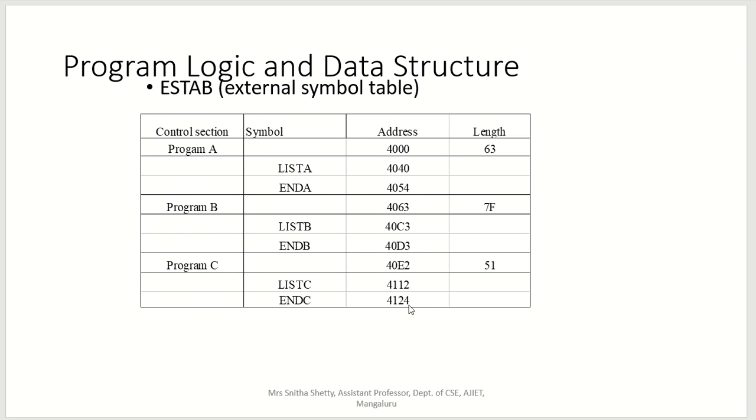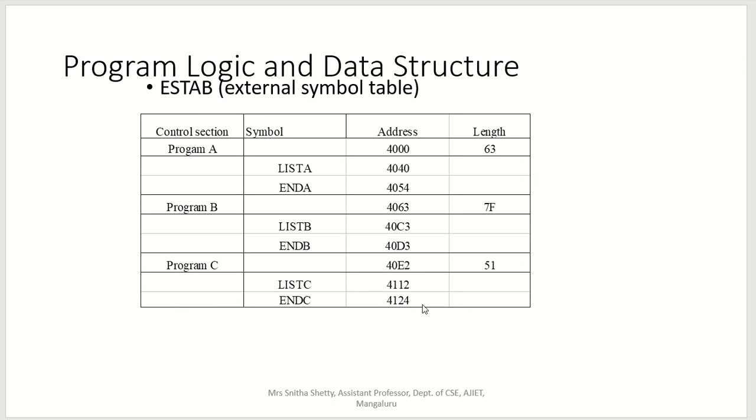In list C, you can see it is 0030. How do you get that? By adding 40E2 plus 0030, you will get 4112. This is how it is obtained, and this is how the list addresses are obtained. Similarly, you can obtain the address of end A.